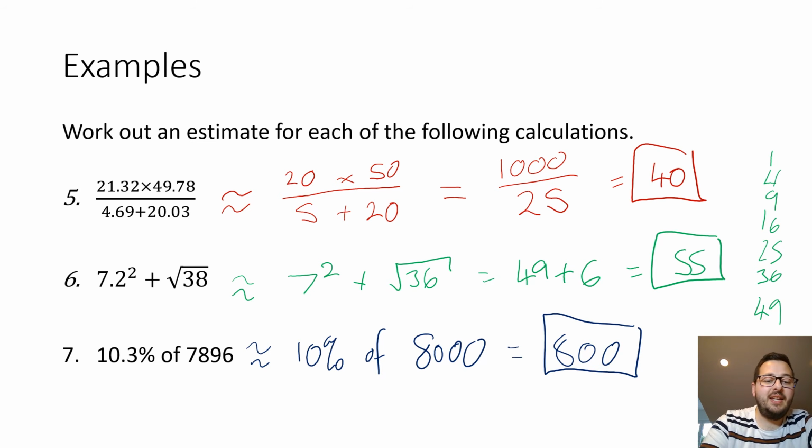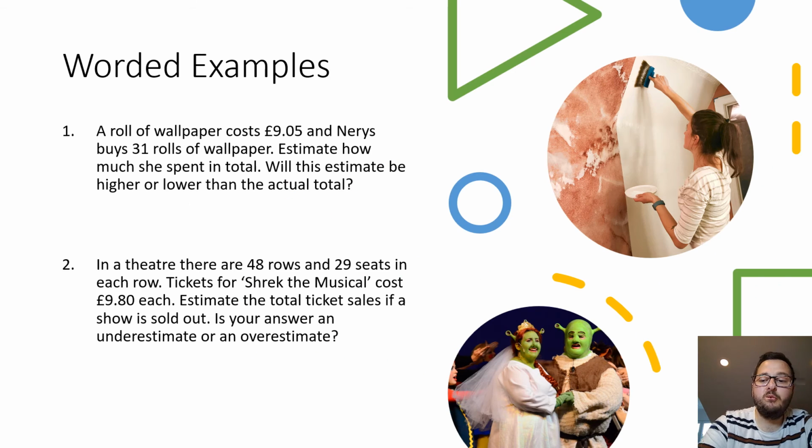Okay, so finally, just a couple of worded questions to have a go at. So again, feel free to pause the video and give these a crack. Okay, so number one, a roll of wallpaper costs £9.05 and Neris buys 31 rolls of wallpaper. Estimate how much she spent in total. Will this estimate be higher or lower than the actual total?